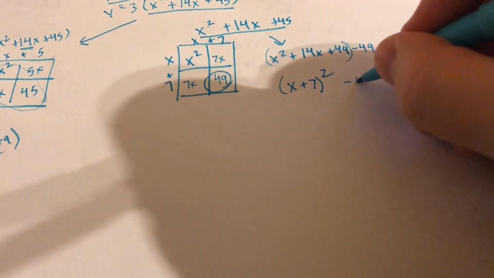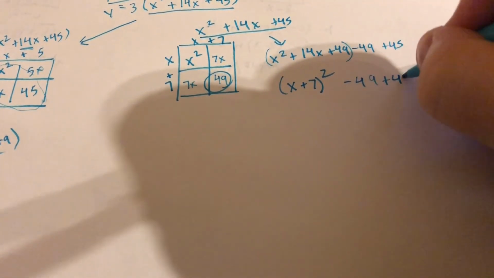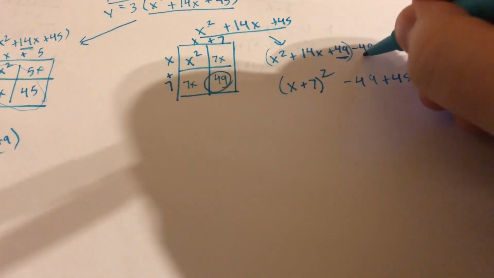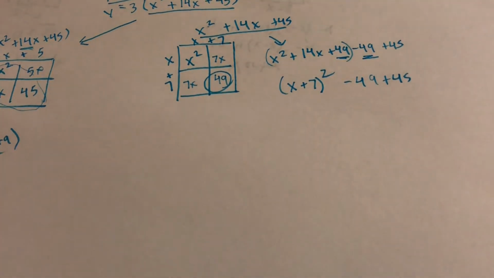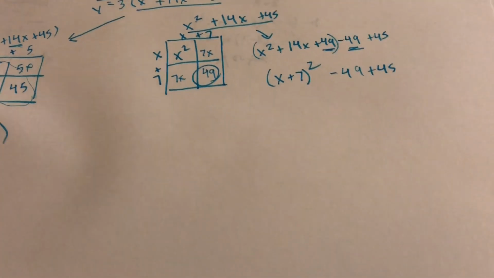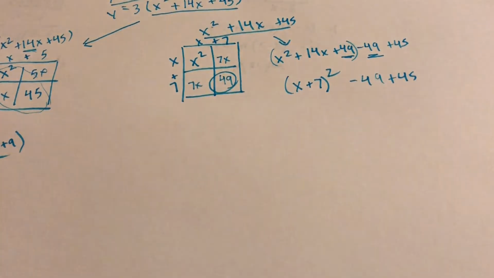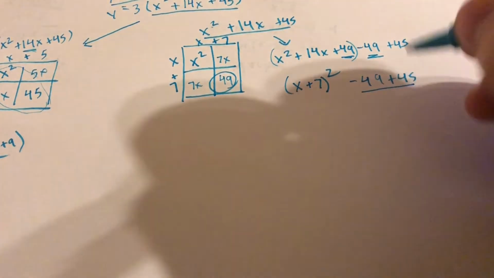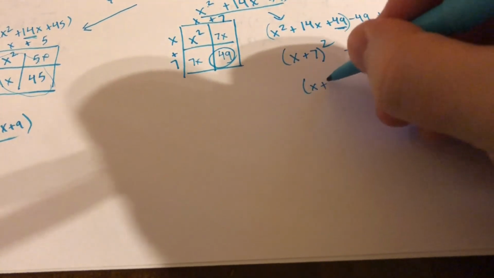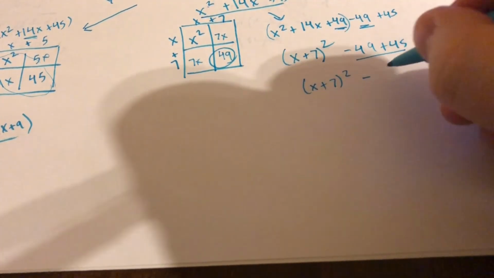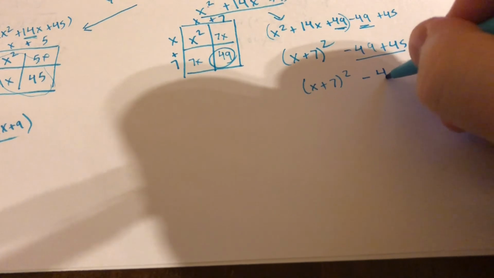And then it's minus 49 plus 45. Because if I added that 49, I have to subtract it too. It doesn't make sense to add without subtracting it. That would completely change the expression if we just randomly added the 49. Now I'm going to combine these like terms to get x plus 7 squared minus 4. Okay?